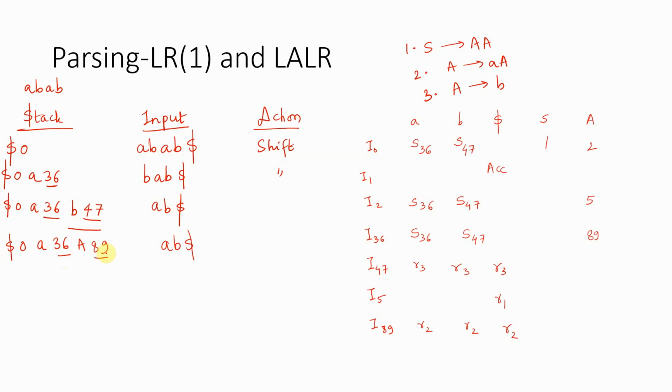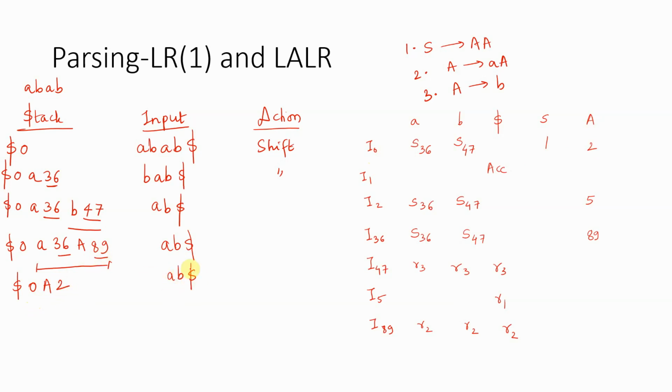Okay, then 89 on A. 89 on A is R2. Okay, go to production number 2 and check how many symbols are there on the right hand side. How many symbols are there? There are two symbols. Pop off 4 symbols from here and place the non-terminal A. Okay, so 1, 2, 3 and 4. Till here 4 symbols, and I'll place the non-terminal symbol which is there on the left hand side, that is A, and immediately check for the entry of 0 on A. 0 on capital A gives you 2. So that 2 will come here. Write the remaining input as it is.